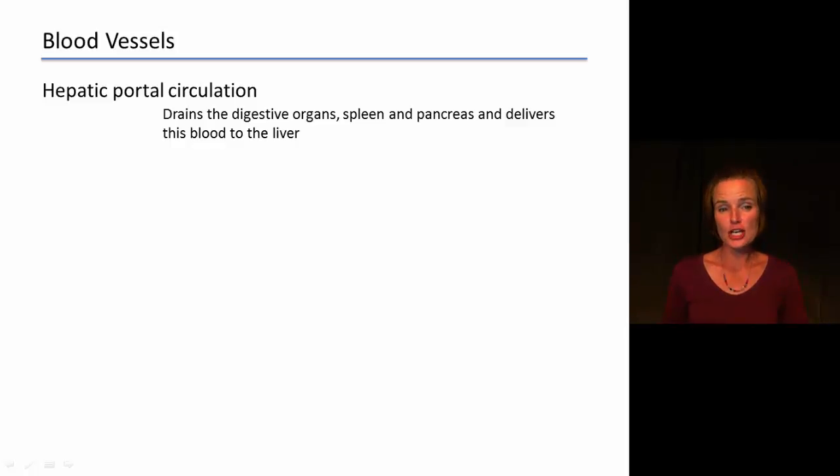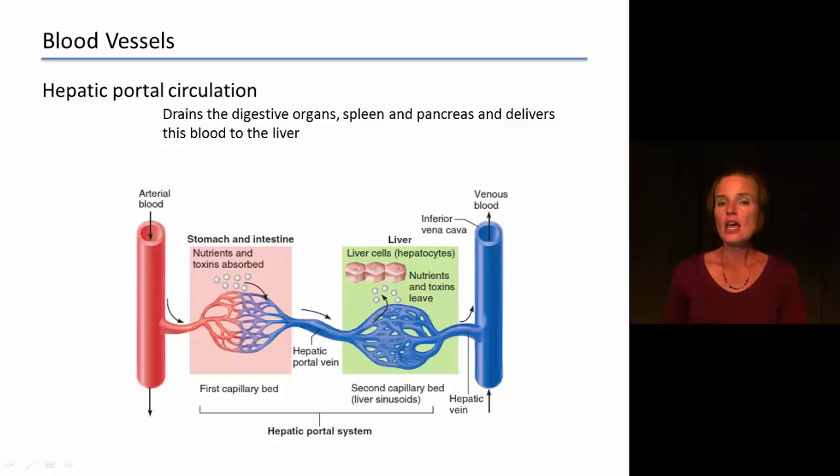Hepatic portal circulation is going to be draining the digestive organs, the spleen and the pancreas, and then it's going to deliver this blood to the liver. In looking at a picture of this, we're going to have the arteries bringing in the highly oxygenated blood. It's going to go through the digestive organs, and so we see that here where we have the nutrients and the toxins that are being absorbed by the blood, and then it's going to take that onto the liver.